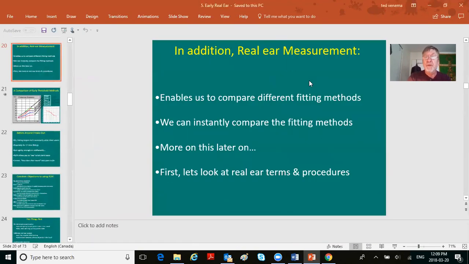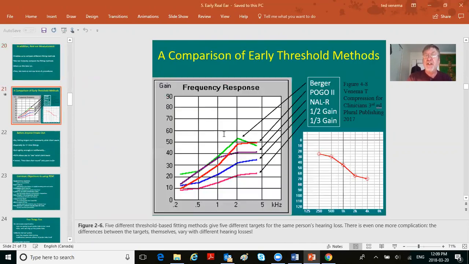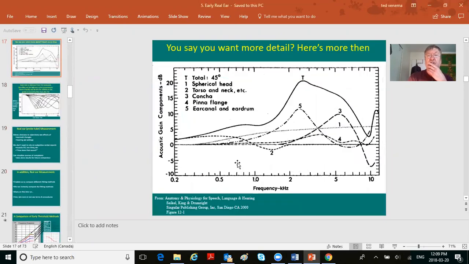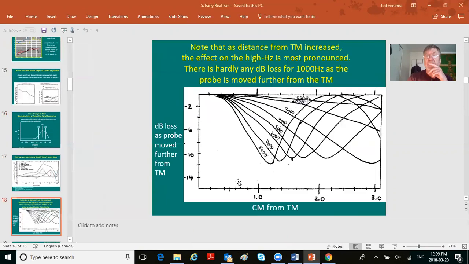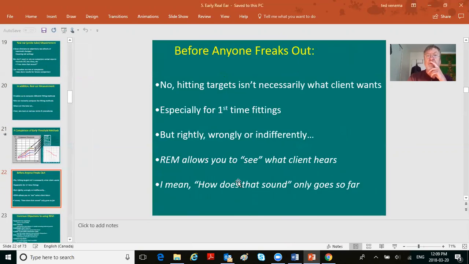Here we are, okay? More on this later on, but first let's look at some real ear terms and procedures. So here, as I was saying, the targets can be instantly compared. You won't see them like this, but you'll see them much as shown here: one target here, a different target, whatever. So, okay, let's carry on.